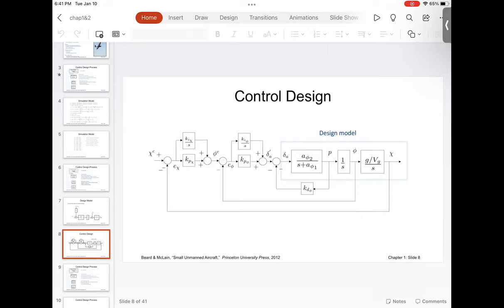So we will talk about the successive loop closures. And this technique is used in autopilots, all the way from hobby grade autopilots to the big ones. They successively close the loops so that each subcomponent of the aircraft is stabilized, and then finally the entire aircraft is stabilized. And you do that in all three axes, X, Y, and Z, and all three rotations.